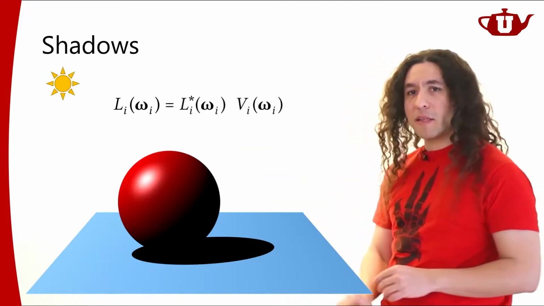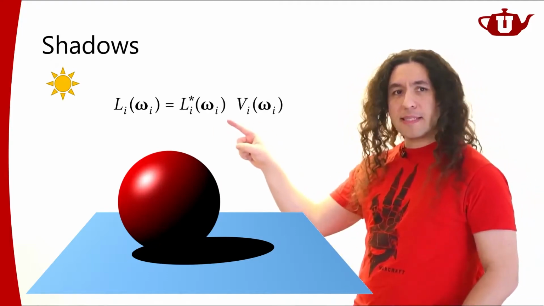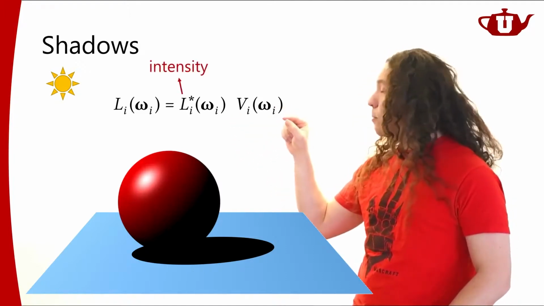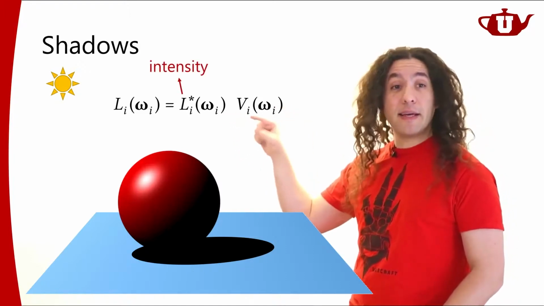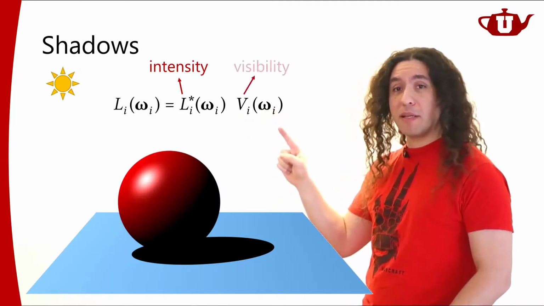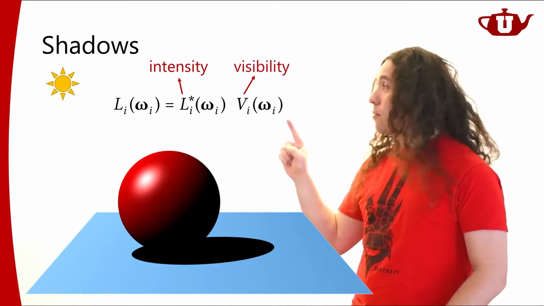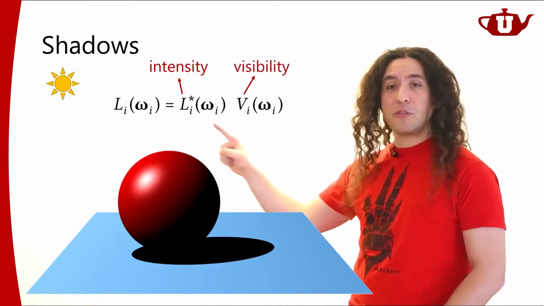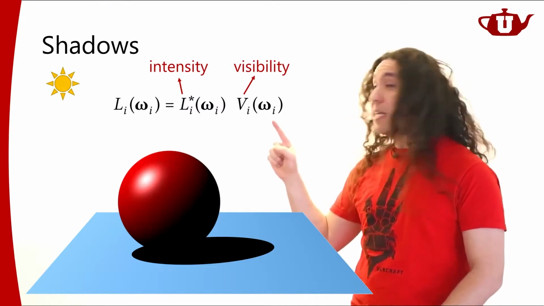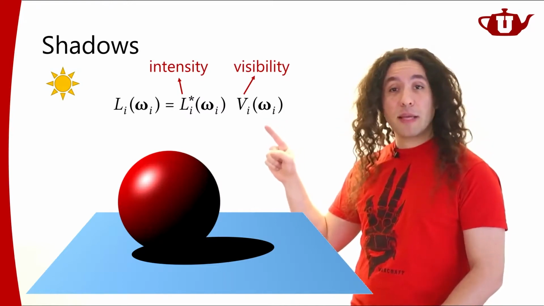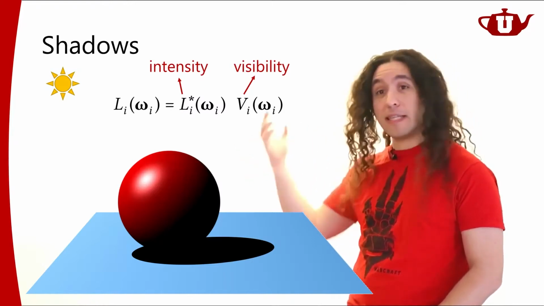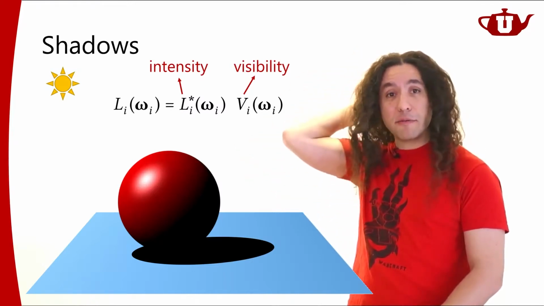This lighting term includes a term that represents the light intensity at that point, but also there's a visibility term. When I multiply these two together, this visibility term tells me if the light can see that point at all. Because if the light cannot see that point, it's going to be in shadow. If the light can see that point, then it's not going to be in shadow, right?